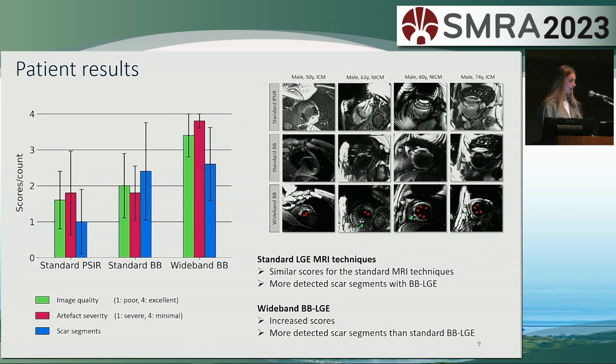Finally, for the image quality and artifact severity scores, using standard PSIR and standard black blood, we had quite low scores due to the presence of ICD. Nevertheless, standard black blood was already able to identify more scar segments than standard PSIR. And for wideband black blood, we were able to improve the image quality and artifact severity scores, as well as the scar segment detection.